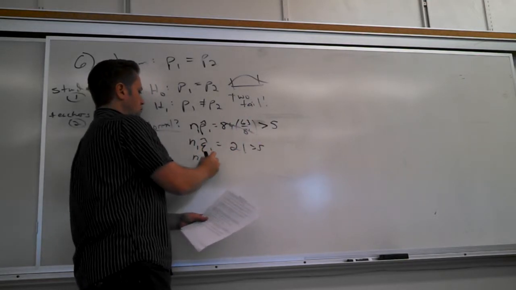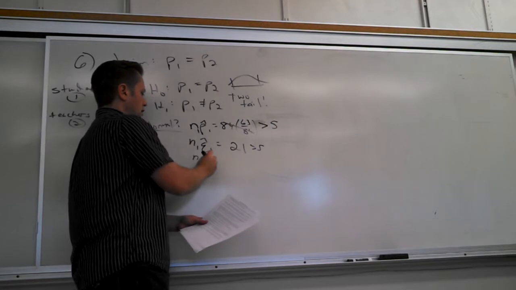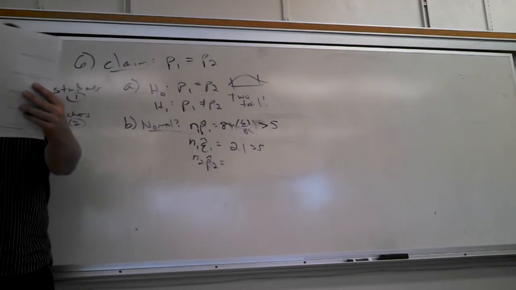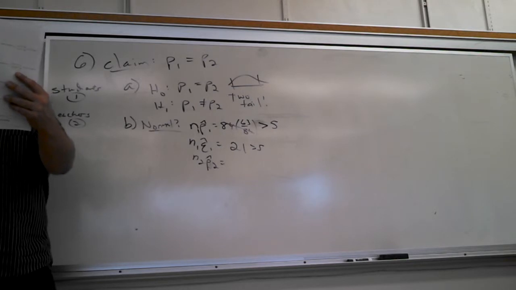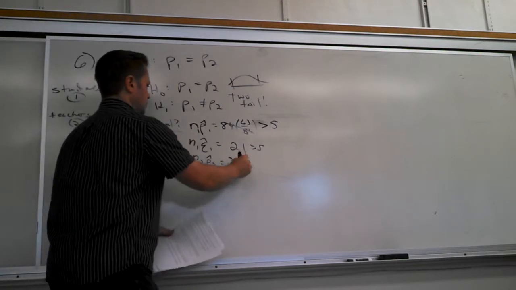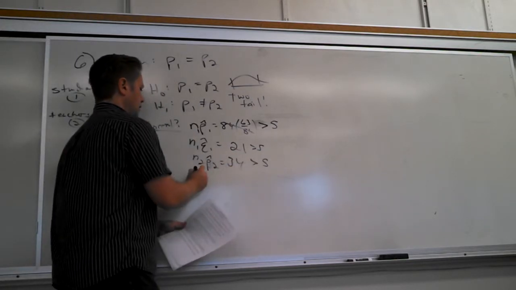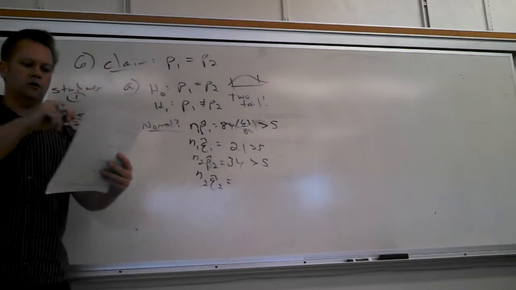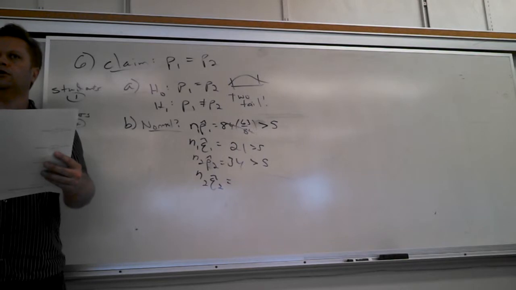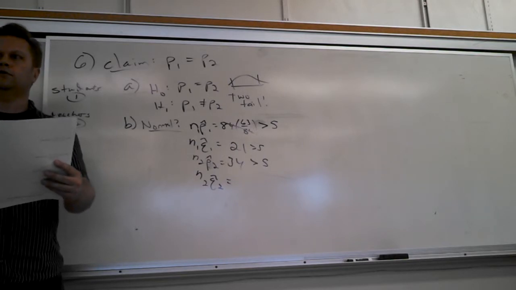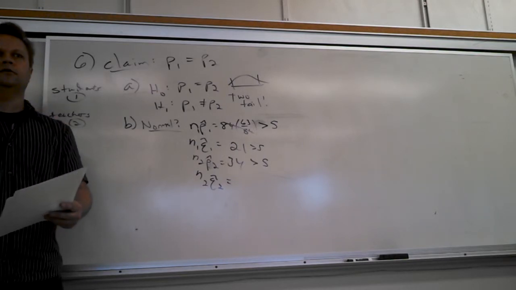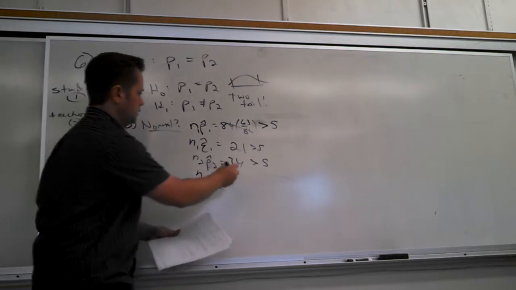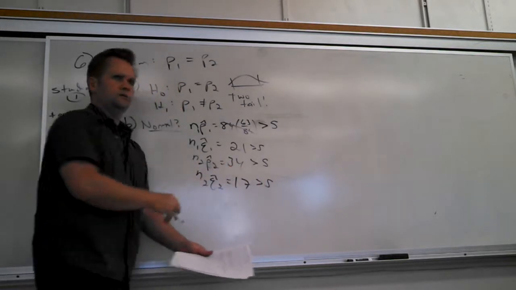So what's N2 P hat 2? How many successes in the second group? 34, which is bigger than 5. N2 Q hat 2 must be the rest of the people in the second group. How many total were there in the second group? 51. 34 successes. Therefore, how many failures? 17. That is bigger than 5.